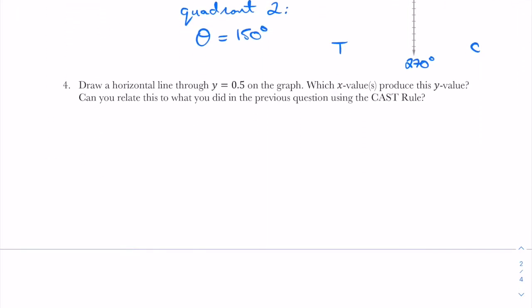Okay, so to answer this question, which x values produce a y value of 0.5? We'll say that y equals 0.5 when x equals 30 degrees or 150 degrees. This is consistent with the cast rule.